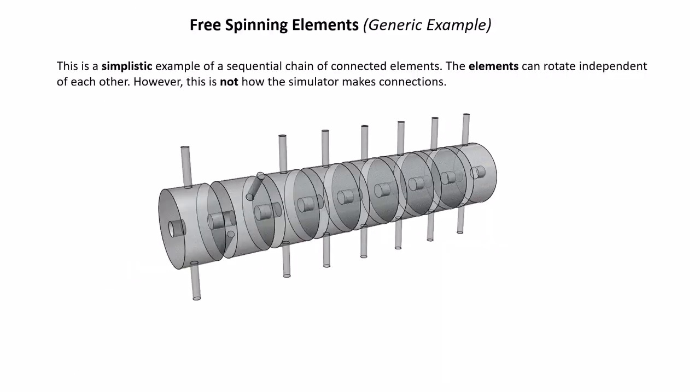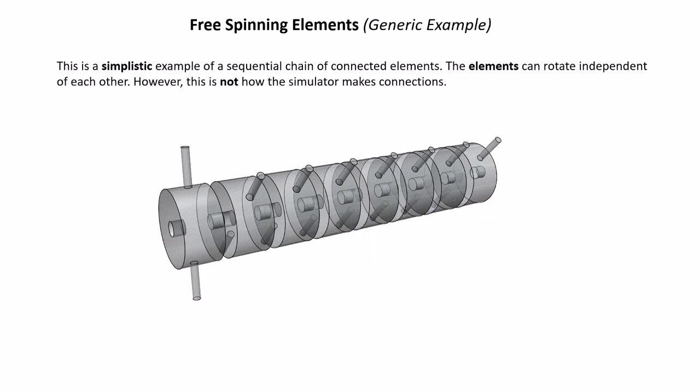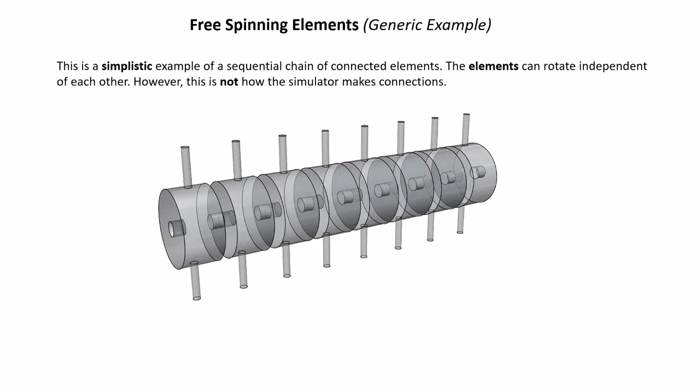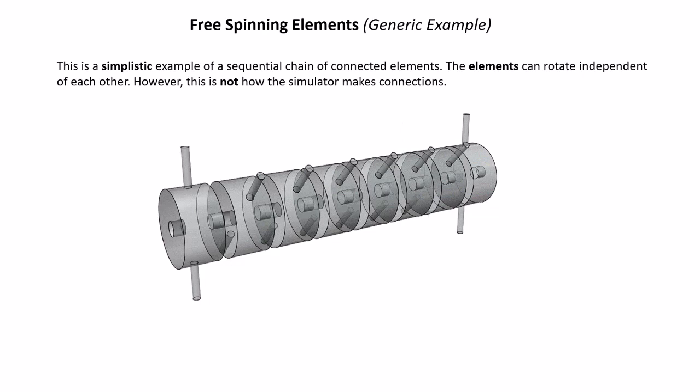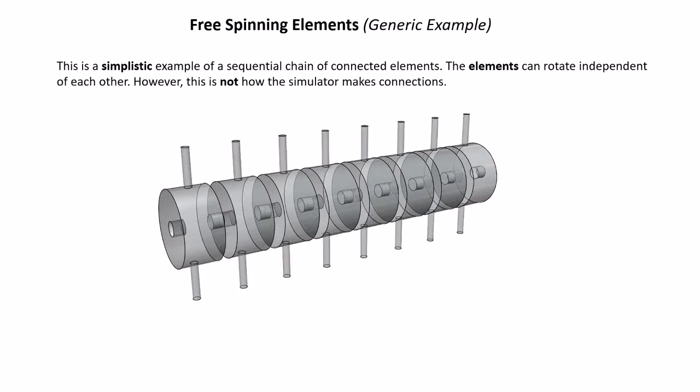And now, just to back up a little bit, just to give a generic example of how you can connect things together in a chain of elements. And this is just an example of a chain of elements connected to have independent rotation with each other, like a combination lock. However, this is not how the simulator makes these connections, which I'll be showing in this next slide.